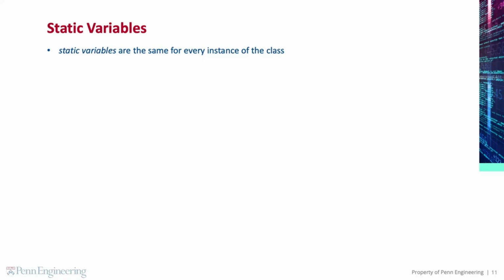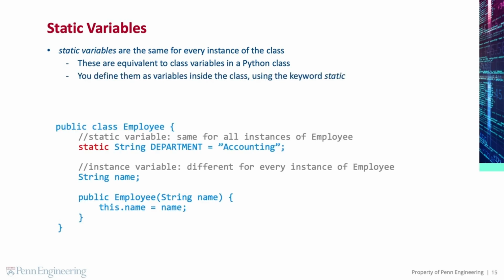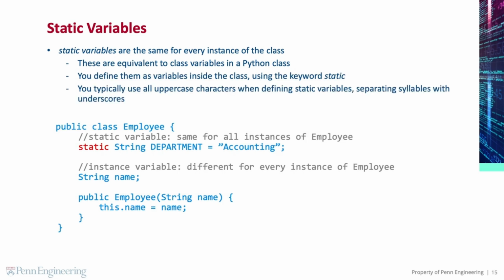Static variables are the same for every instance of a class. These are equivalent to class variables in a Python class. You define them as variables inside the class using the keyword static. You typically use all uppercase characters when defining static variables, separating syllables with underscores. They often refer to properties that are common to all instances of a class. In the class employee, we define a static variable department, and we set the value to accounting.